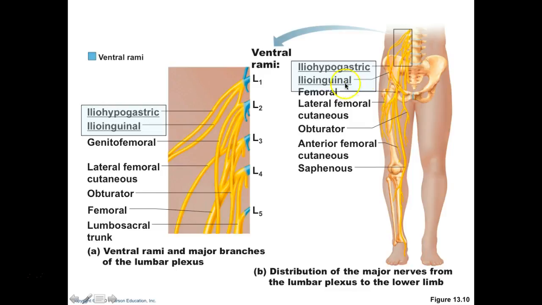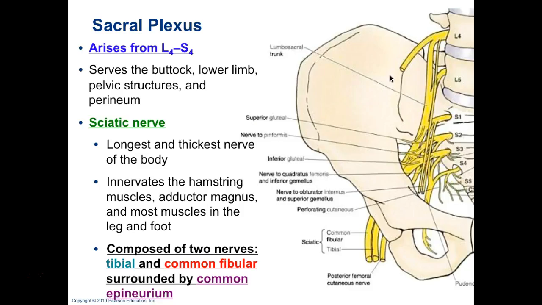Your ilioinguinal nerve, you can see here coming from L1 as well, and also down over here. This is going to supply in a male, the skin over the root of the penis and part of the scrotum, and in a female that's going to supply the skin on the mons pubis and the labia majora. So I want you to know those for your exam.